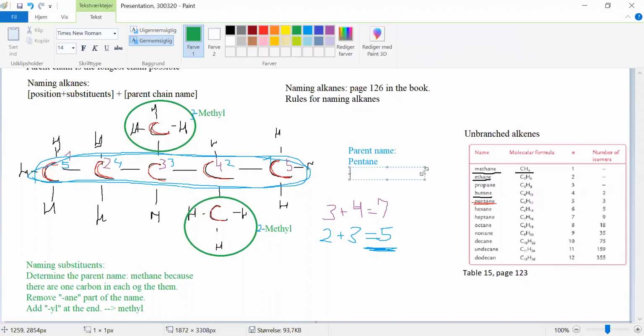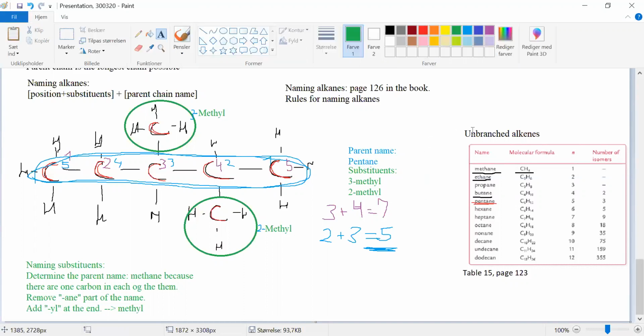So substituents, we have a 3-methyl and we have a 2-methyl side chain or substituents. Okay. Point 4 in the rules for naming alkanes is that name the alkyl groups in alphabetical order and write them before the name of the straight chain alkane.